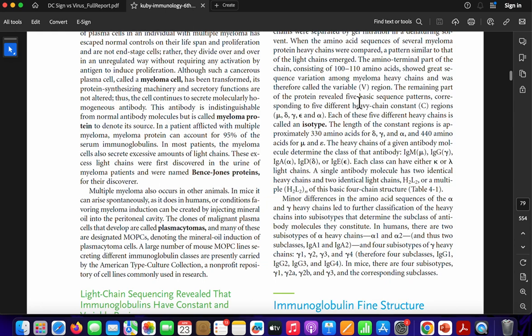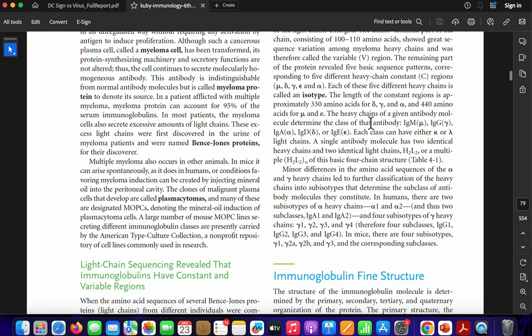The remaining part of the protein revealed five basic sequence patterns corresponding to five different heavy chain constant regions. Each of these five different heavy chains is called an isotype. The length of the constant region is approximately 330 amino acids for delta, gamma and alpha, and 440 amino acids for mu and epsilon. The heavy chain of a given antibody molecule determines the class of that antibody: IgM mu, IgG gamma, IgA alpha, IgD delta and IgE epsilon.